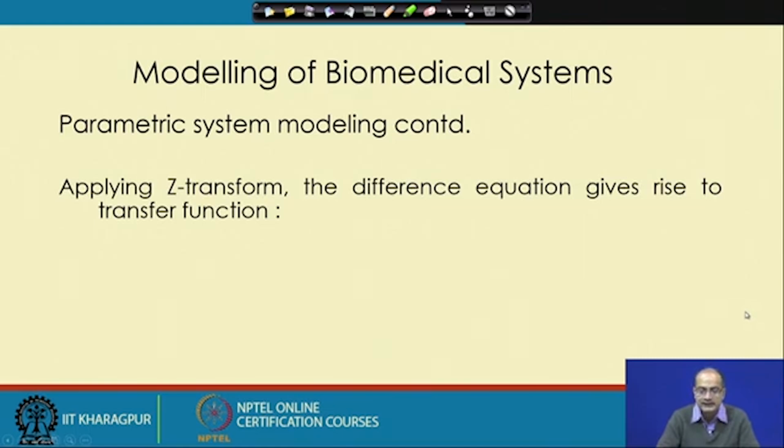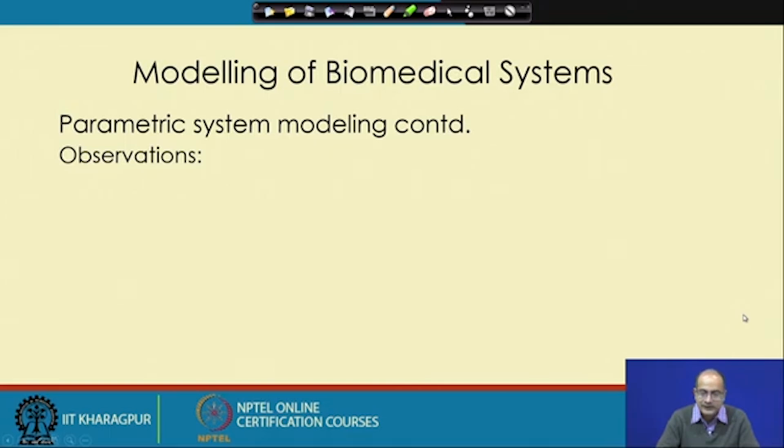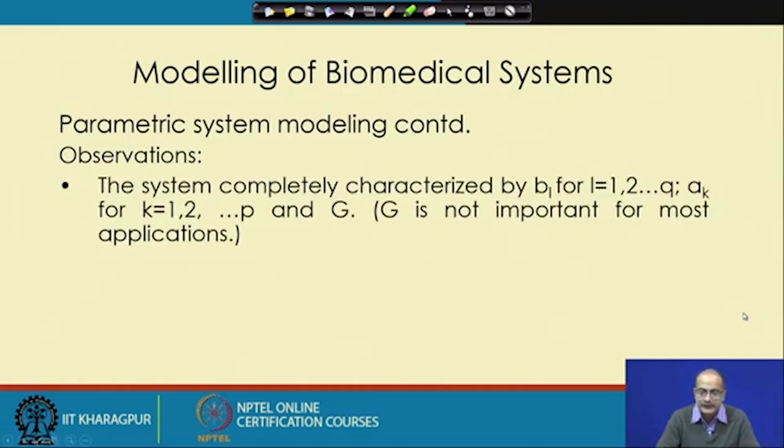Now, if we take the Z transform of this difference equation, we get a new form, and we can derive the transfer function H(z) out of it. We get two polynomials consisting of a_k and b_l: the b_l part in the numerator, and the a_k part as a polynomial in the denominator, along with the gain factor G. Here again we can make some observations. The first thing is, the system is completely determined by the b_l and a_k.